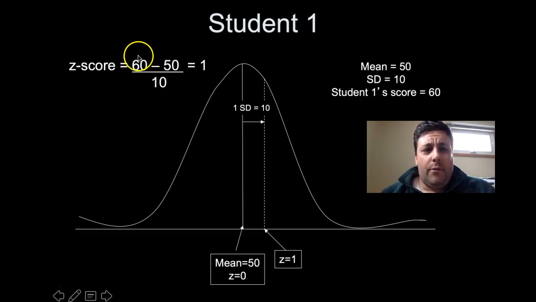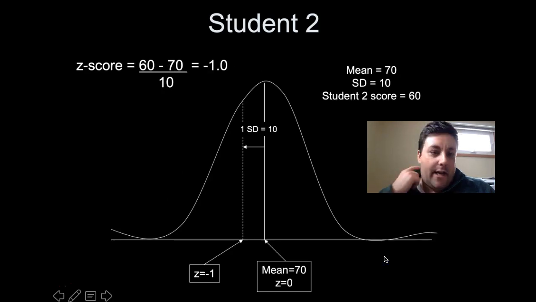So we would take the score, we would subtract from it the mean, right? So 60 minus 50 is 10, and then 10 divided by 10 equals 1. So student one's z-score on her exam is a 1, right? That means she is positive, so she's above the mean, and she's some distance from it, so that means she's actually quite far above the mean. So a 1 in a z-score on this exam would actually be very good.